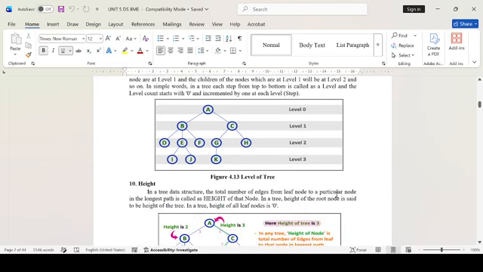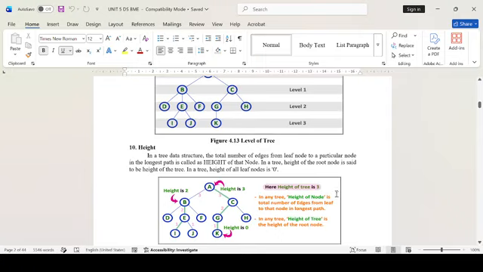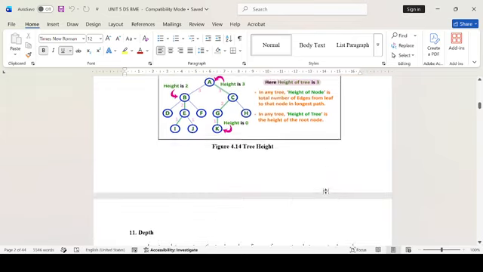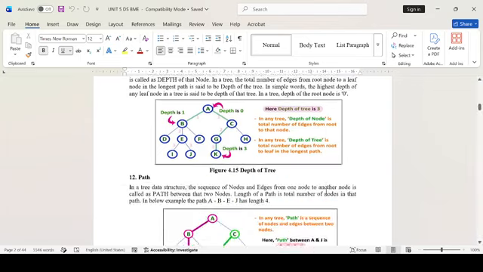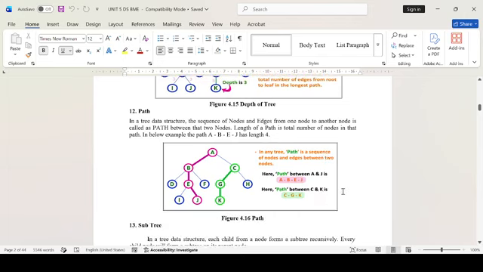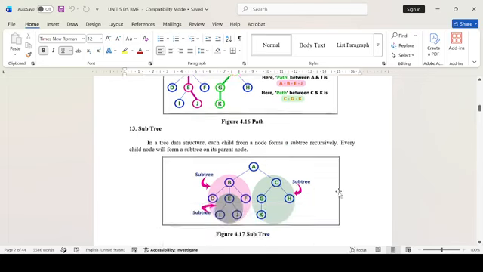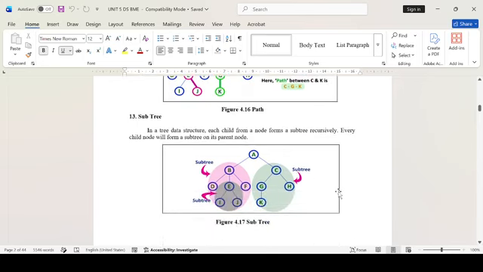Then height. We calculate the height from a leaf node to a particular node along the longest path. That is, we are measuring from downwards to upwards. Then depth. Depth is the opposite of the height calculation. We calculate the depth from the root node to the particular node. Path. The traveling path is referred to as a path. Subtree. In a tree, each child of a node forms a subtree.